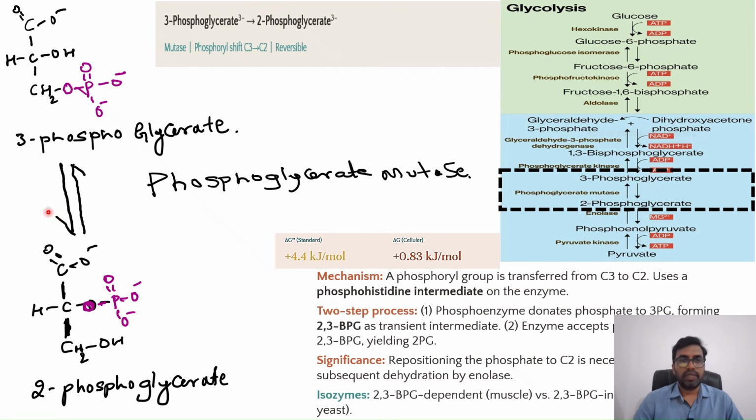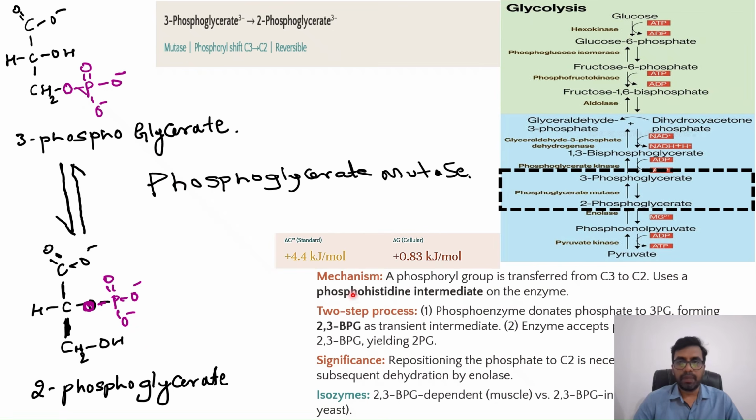Now this is also a reversible reaction. Why am I continuously telling you this? If you see here, the delta G value is very near to 0. That means it can be easily reversed. The enzyme can catalyze both forward and backward reactions, and which direction it goes depends on the concentration of the substrate or the products.